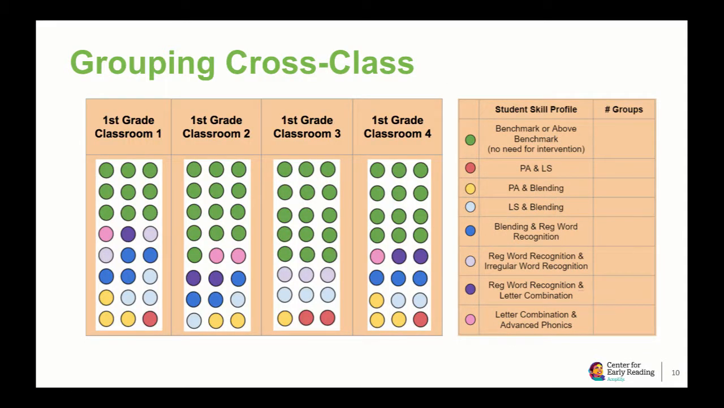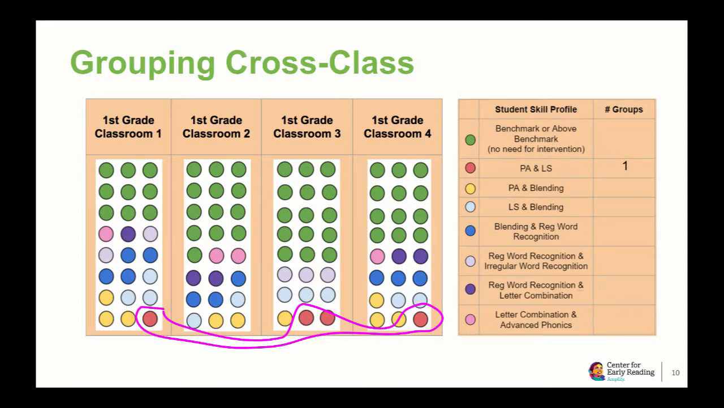Now, if we were to group cross-class, here is an example of what we might do. We would look for students who have the same needs across the 4 classrooms. Let's start with students who need phonological awareness and letter sound. Those are the red dots. There is 1 student in Classroom 1, 2 in Classroom 3, and 1 in Classroom 4. Those 4 students can be in the same group.